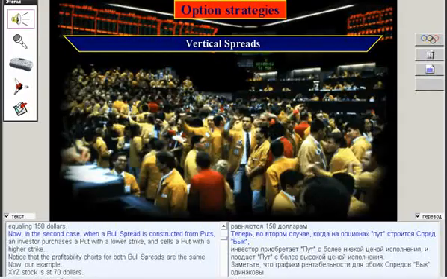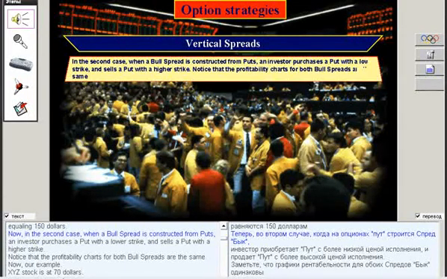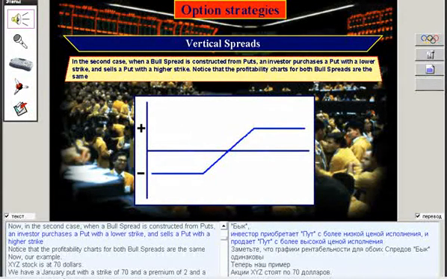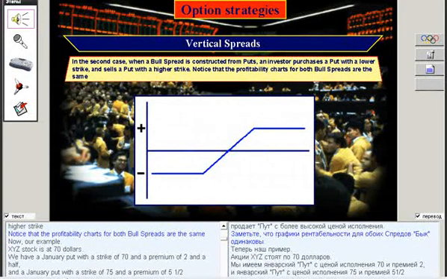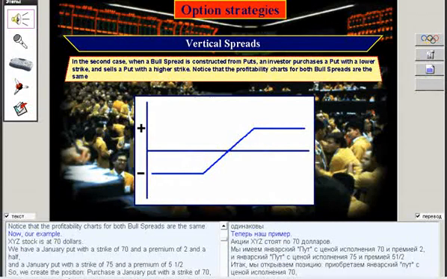Now, in the second case, when a bull spread is constructed from puts, an investor purchases a put with a lower strike and sells a put with a higher strike. Notice that the profitability charts for both bull spreads are the same.